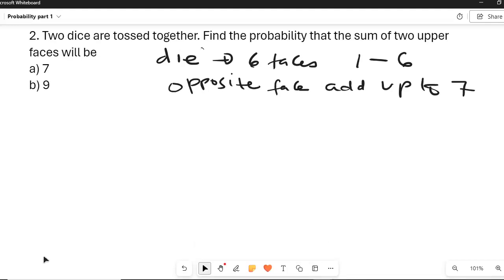To answer our question, we need to have the probability space, or the outcomes that we can have when the two dice are tossed. I'm going to do a table to be able to answer that.